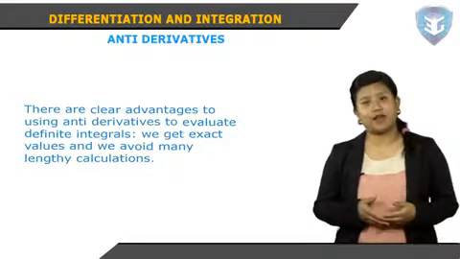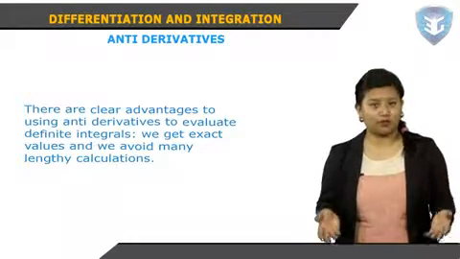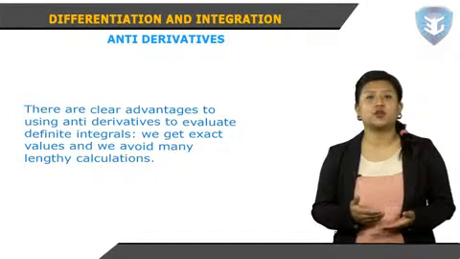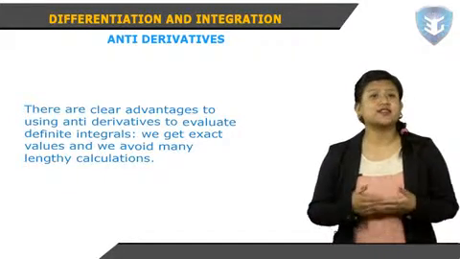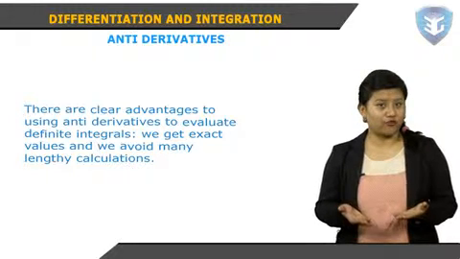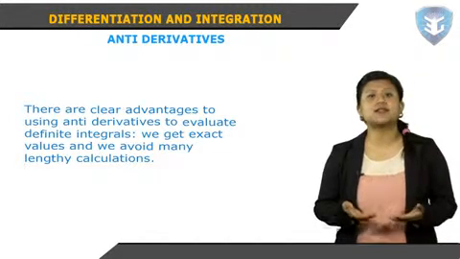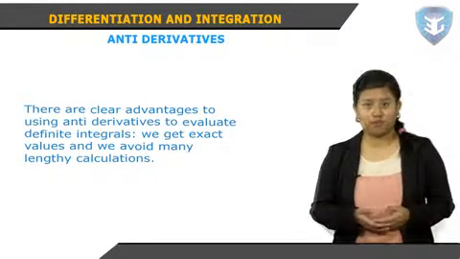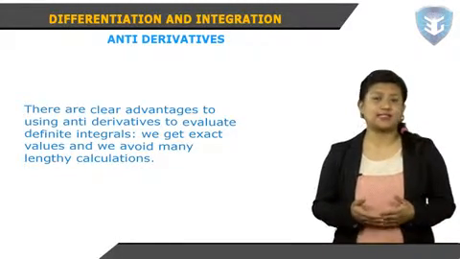We get exact values and we avoid many lengthy calculations. The difficulty is that the method works only if we find a formula for the antiderivative. There are several reasons why we might not find the formula we need. For instance, the antiderivative we want may be a function we have never seen before. The function arc tan x is an example.